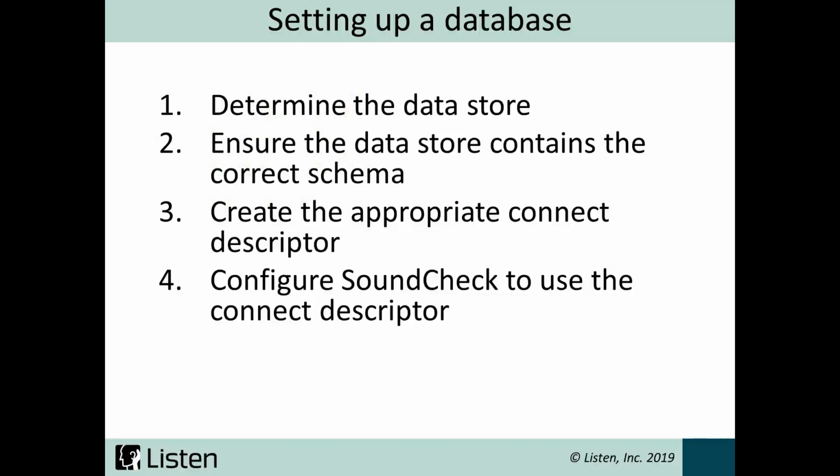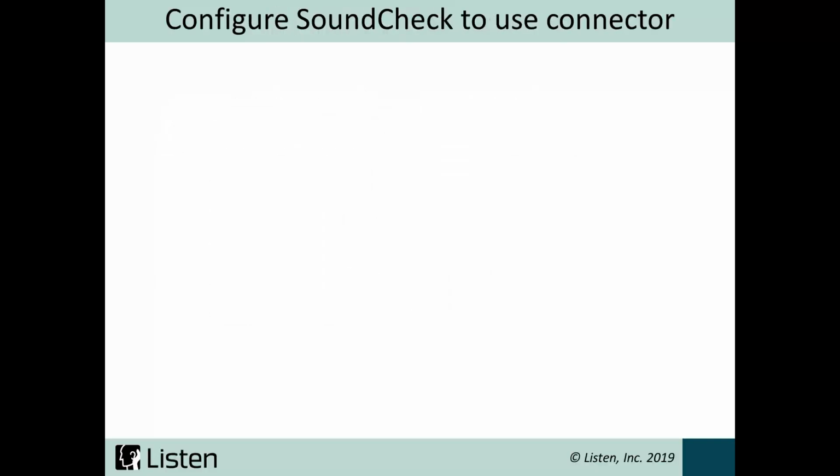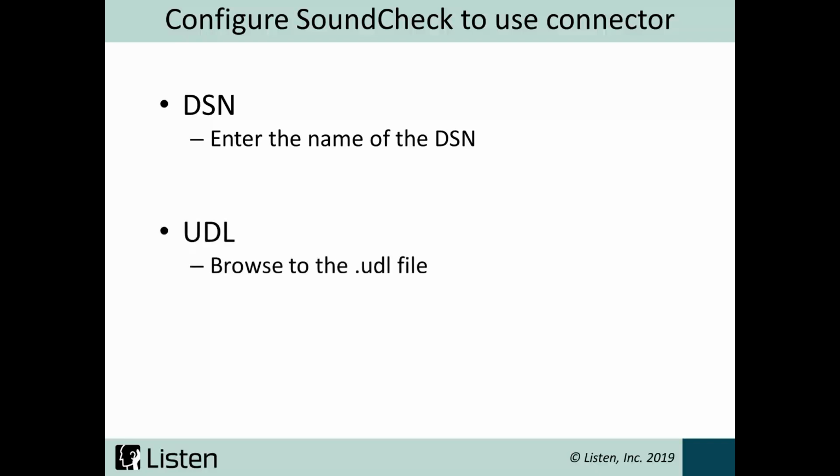Now the last step is to configure SoundCheck to point to either of those. For DSN, it's quite simple. All we'll do is enter the name of the DSN we created, so ODBC example. For UDL, we'll browse to the UDL file.